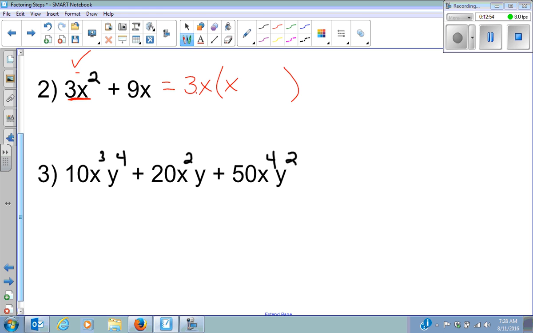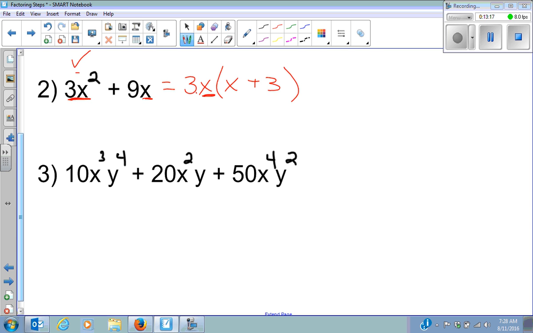This times what would get me this? What am I missing? Am I missing an x? It's okay, think about it. Am I missing an x? Because this is where we need to know, is there an x missing or no? How many x's do I have here? 1. How many do I already have over here? 1. Am I missing one then? No. What am I just missing?